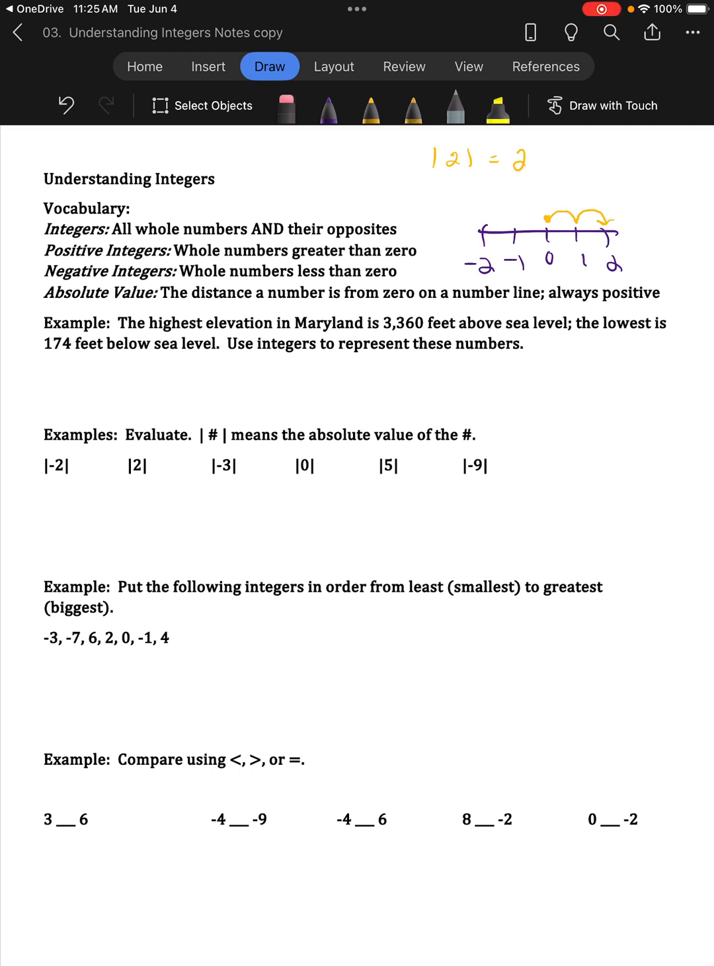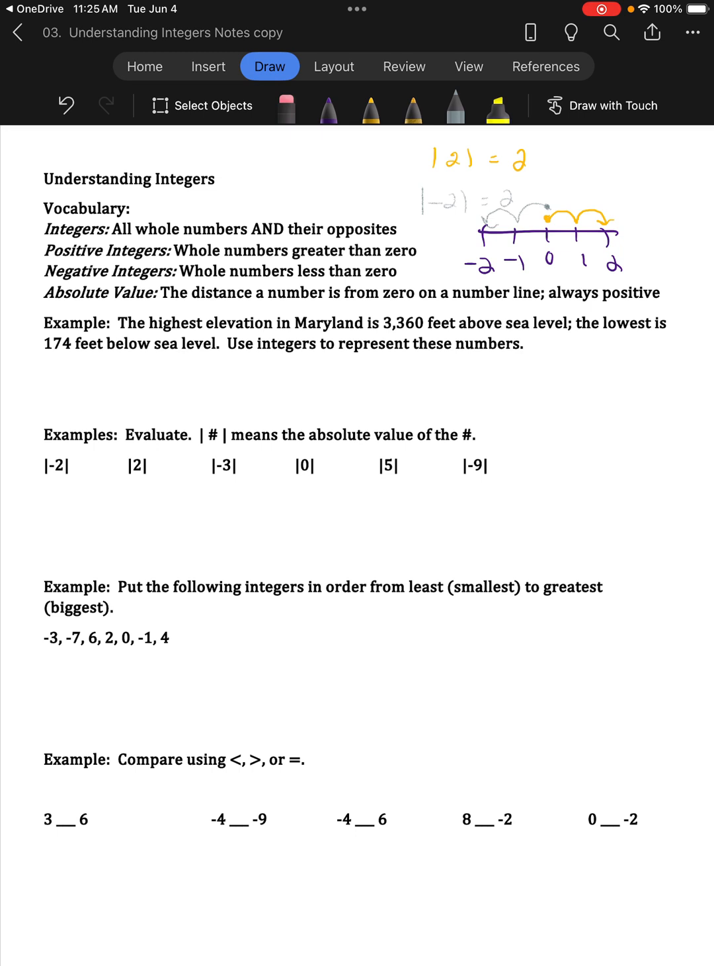If I ask you for the absolute value of, sorry, that did not quite write the way I wanted it. Let me fix that. Negative 2, that's saying if I start at 0, how many steps do I have to take to get to negative 2? Well, I have to take 2 steps. I'm not asking for direction. I'm just asking how many steps do I take? That's why absolute value is always positive. We're just talking about counting a number of steps.